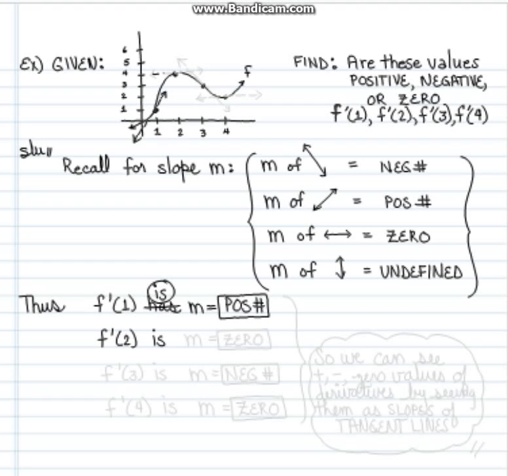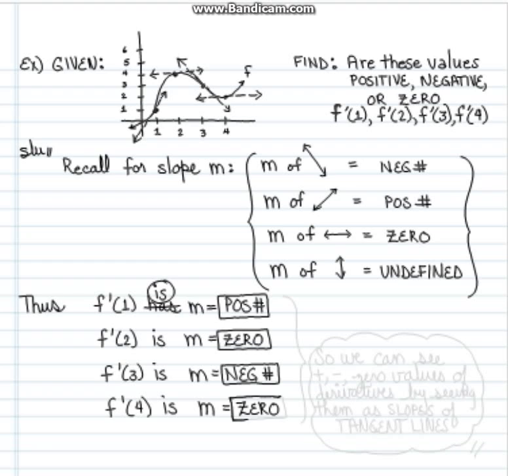F prime of 2, the derivative, the slope of the tangent line at x equals 2, well, that's a horizontal line, so that slope is going to be 0. F prime of 2 is a slope, so it's equal to 0. F prime of 3, well, let's draw a tangent at x equals 3. That line's leaning to the left, so that means the slope of that line is going to be negative, so our derivative at x equals 3 is negative. And finally, at x equals 4, let's draw that line flat again. It's horizontal, so it's going to have a 0 slope, and that means that the derivative will be 0.